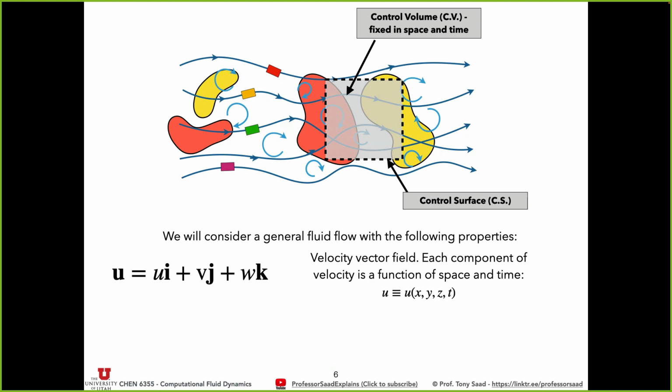Now, in general, this velocity field u changes in space and in time. It's a vector field. Every point in this fluid has a velocity vector, and it's different from point to point. Each velocity component is a function of the entire space domain, x, y, z, and also of time. So we say this u is equal to u of x, y, z, and t.